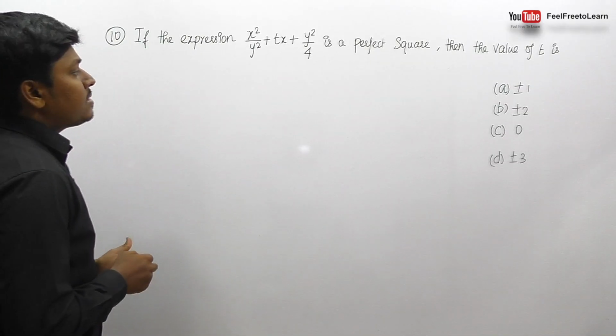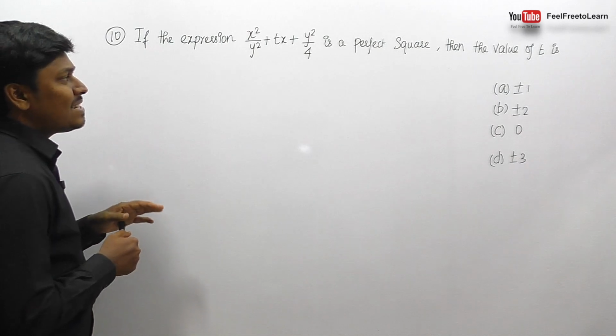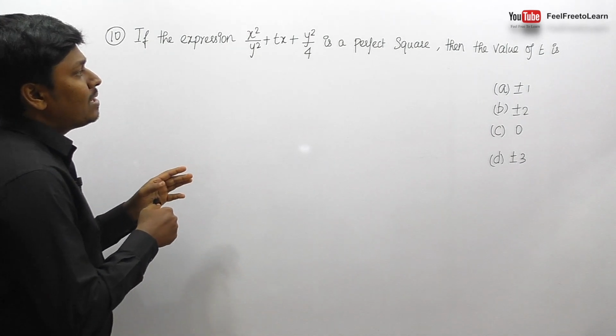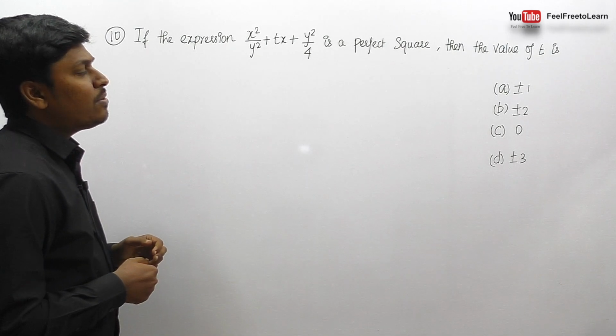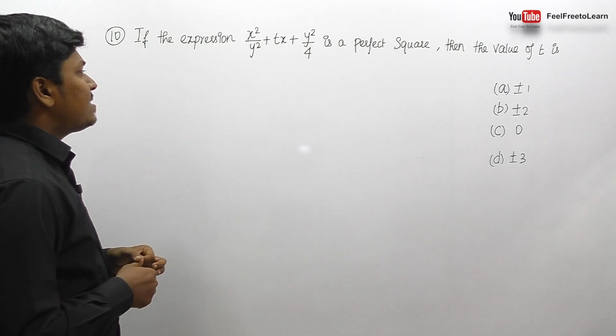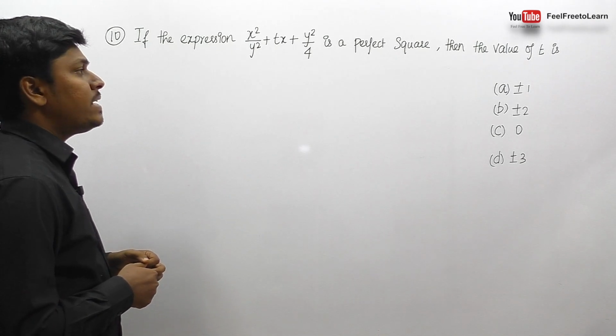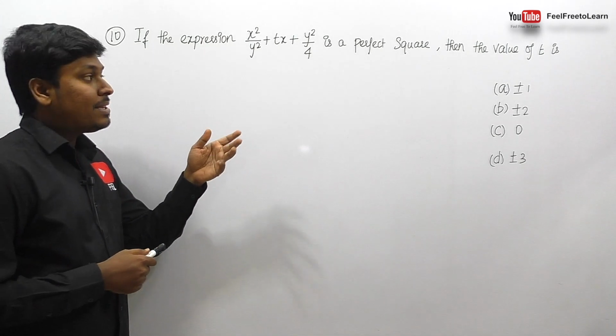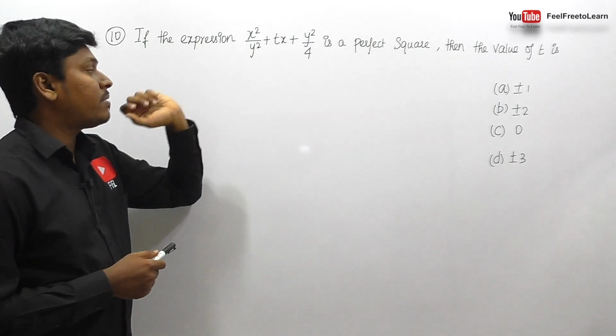So if the expression x square by y square plus tx plus y square by 4 is a perfect square, then the value of t is. So friends, by using this expression we need to find what is the value of t, right? But they have told that this expression is a perfect square.